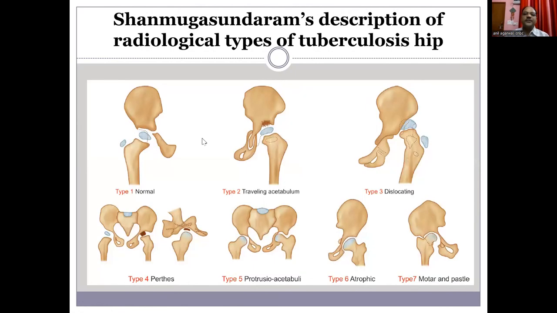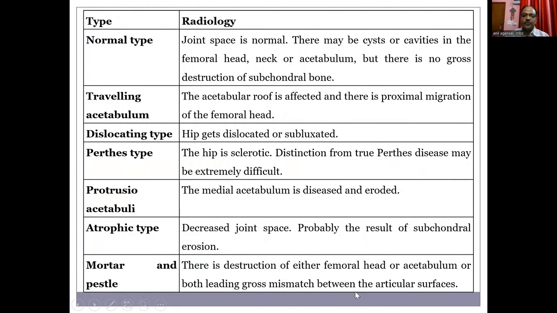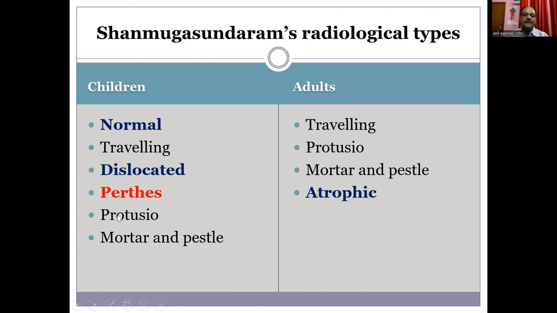Now for the radiological features, we are all aware of this classification by Shanmugasundaram, and there are 7 types. We have already discussed the earlier types. I would like to discuss 2 special types. One is the Perthes type, which is particularly present in children, and the atrophic type, which is present in adults, because there is no growing epiphysis in this particular age group.